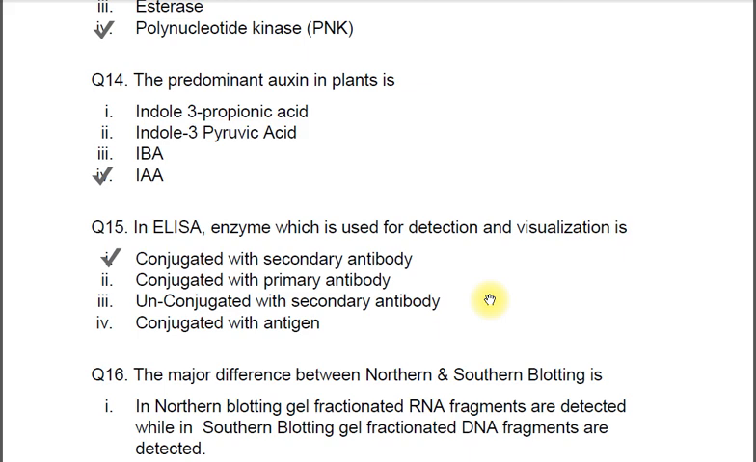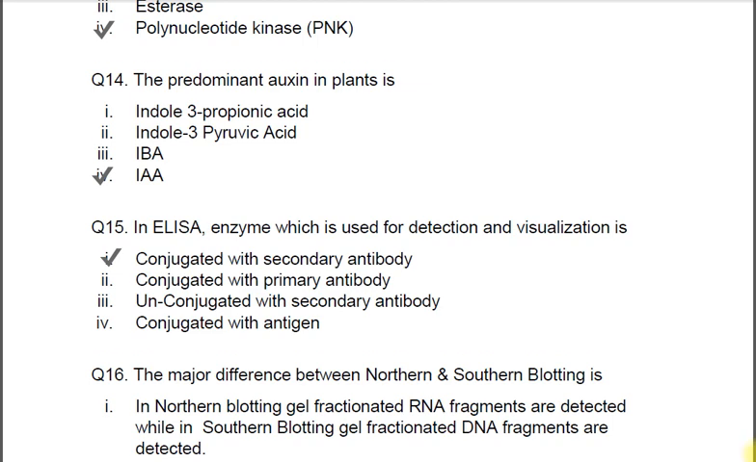The enzymes most commonly used are HRP, horseradish peroxidase, and AP, alkaline phosphatase. These enzymes are conjugated with the secondary antibody and added in the second last step of the ELISA. It is conjugated to the secondary antibody so that the same conjugate can be used for detection of various antigens.